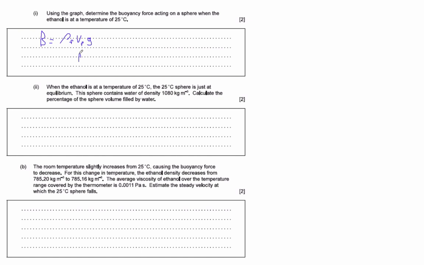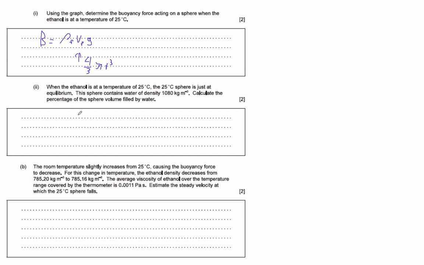The volume is going to be 4/3 pi r to the third, right? And you're going to use that 785. Then it says when the ethanol is at a temperature of 25 degrees, the sphere is just at equilibrium. The sphere contains water of a density of 1,080 kilograms per cubic meter. Calculate the percentage of the sphere volume filled by water.